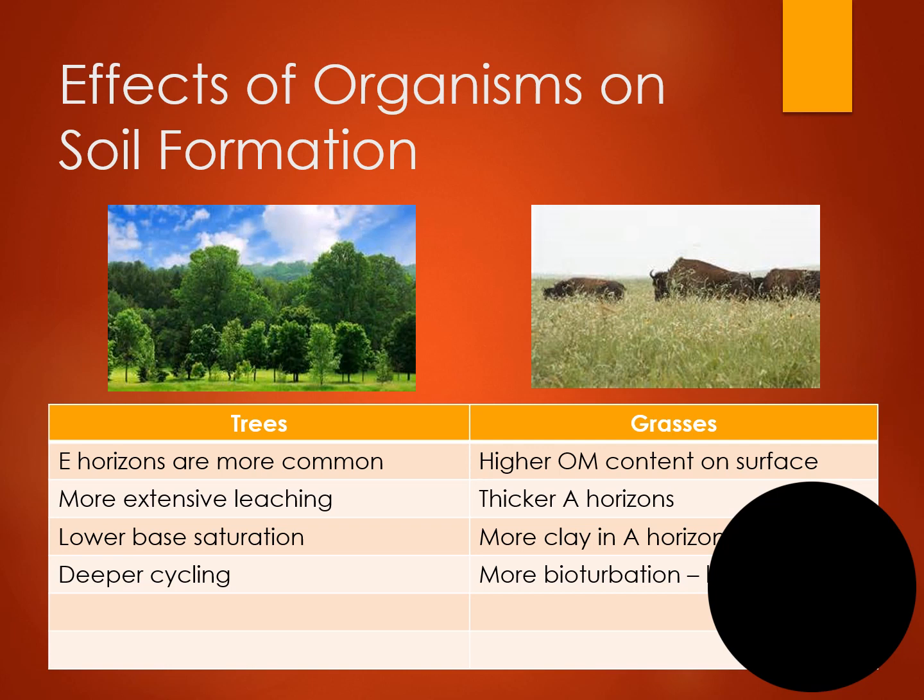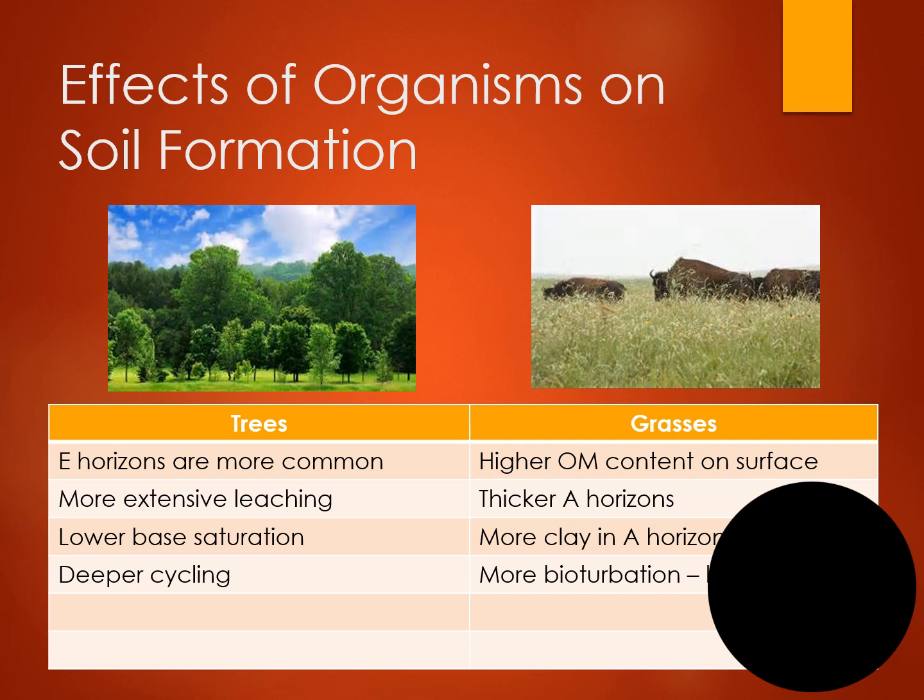There's significantly greater amounts of leaching that happens in forested environments, which means we're going to have way less nutrients that are saturated in those horizons. And so we refer to this as having lower base saturation. We also see way deeper cycling of nutrients because of how deep these root systems go.